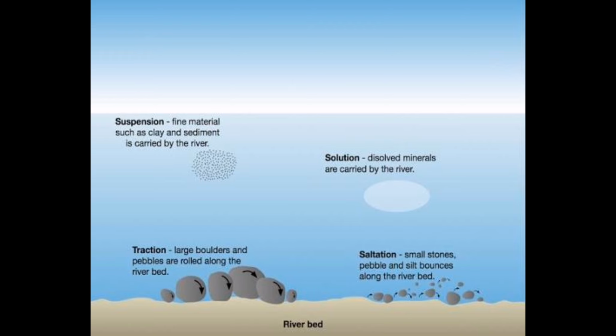In a river, you have 4 different methods of transportation, so how sediment is transported in a river. Suspension is where it's carried and suspended in the river. Solution is where it's dissolved. Traction is where it rolls on the floor. And saltation is where it bounces. The type of transportation you get depends on the energy of the river. So obviously the more water there is, the faster it's going, the more energy there is, and the size of the sediment, how heavy it is.